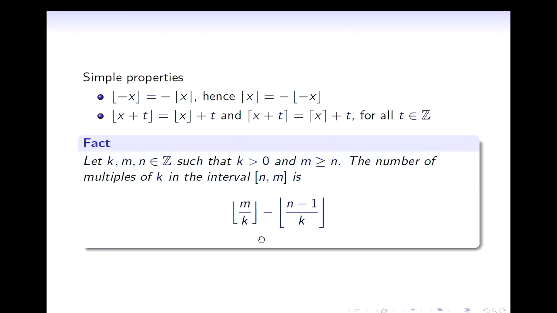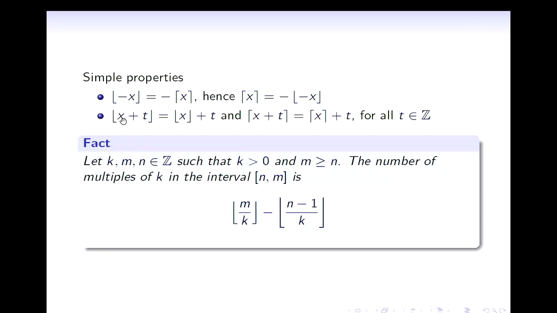Also, we have a simple property. If you take a real number x and you add to it an integer, then the floor or the ceiling of the result can be obtained by, first of all, computing the floor or the ceiling of the real number and then adding the integer to it. This is not true if t is an arbitrary number, but it is always true of an integer.